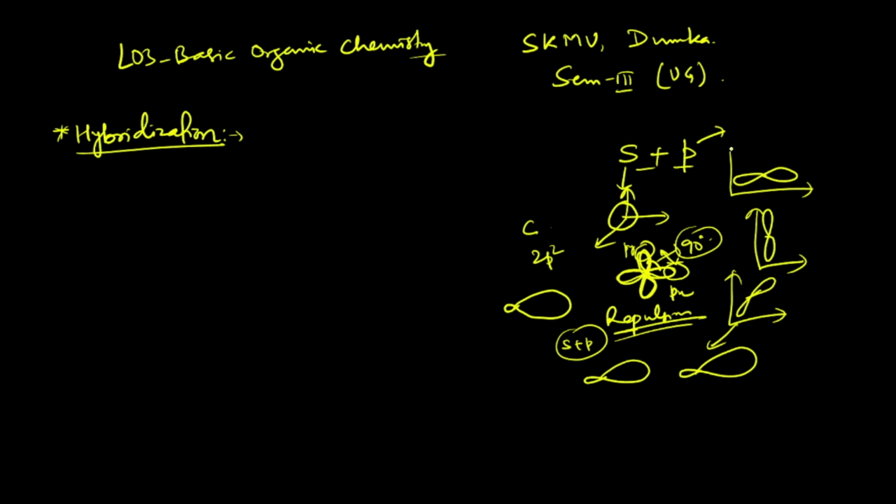So why is p going for hybridization? Why is p preferential for hybridization? Because of this repulsion, it minimizes the repulsion by increasing its size. Correct? Got it? And it gets the required direction. That's why p goes for hybridization. Correct? So now I have given enough concept.